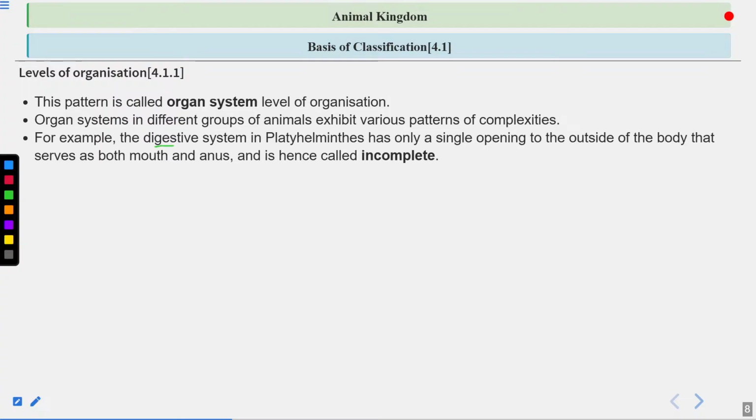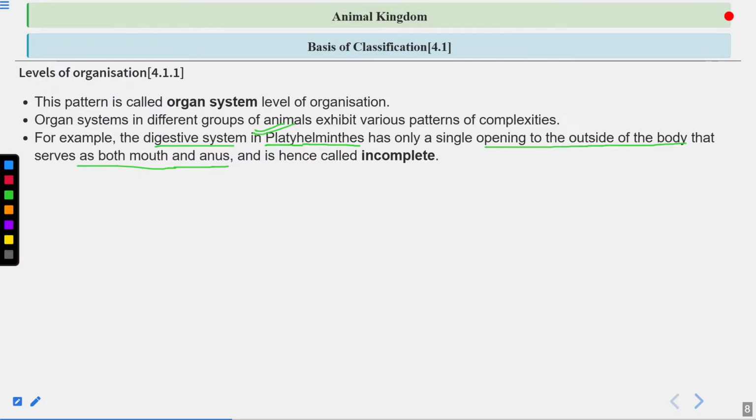For example, the digestive system in platyhelminthes only has a single opening to the outside of the body that serves as both mouth and anus. So you see in this particular organism, platyhelminthes. Can you think of any example of platyhelminthes here? Platy means flat. Helminth means worms. You can divide this name in two. Yes, planaria. Very good. Platy means flat, and helminthes means worm. Flat worms. The worms that are flat.